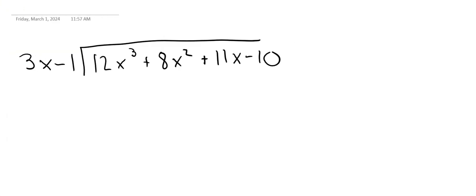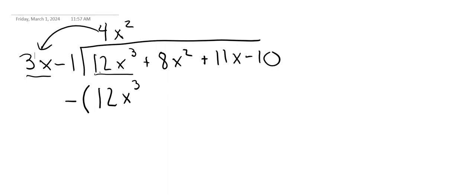So the question we keep asking ourselves, if we have a 3x, is what value times 3x will get me a 12x cubed? In this case, 3 times 4 gets me the 12. X times x squared gets me the x cubed. And so now I put my minus sign and I subtract the 12x cubed that I just found, right? 4x squared times 3x. But also, don't forget, we also have to do 4x squared times -1. So we have a minus 4x squared.